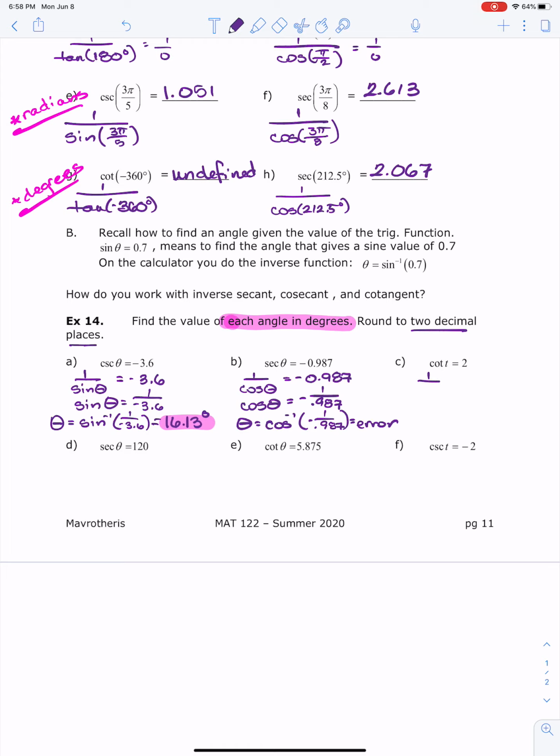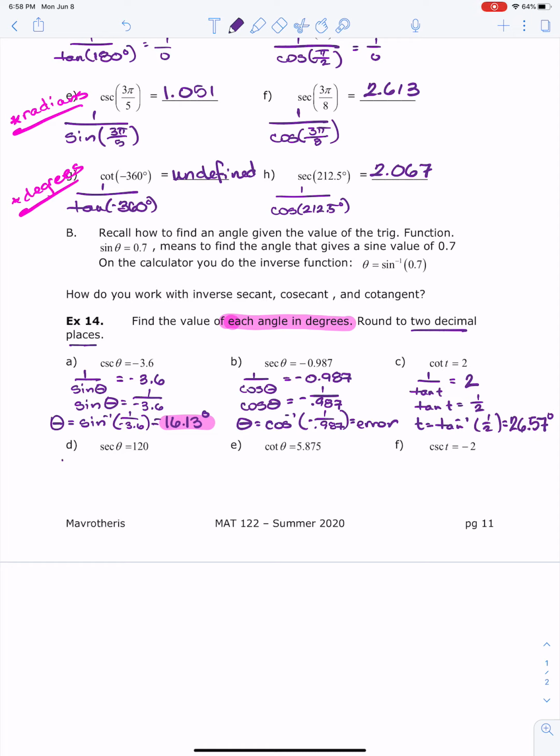Cotangent of t is 2, so I got 1 over tangent of t is 2. The tangent of t is 1 over 2. T then is inverse tangent of 1 over 2. And we get 26.57 degrees.